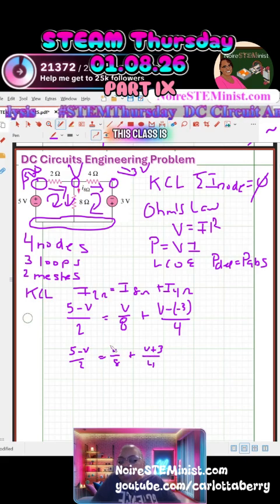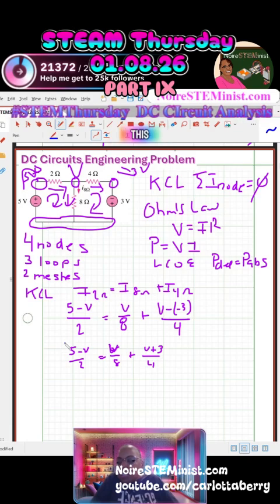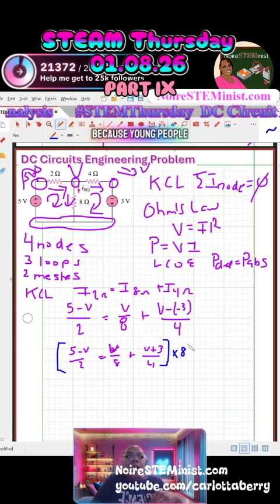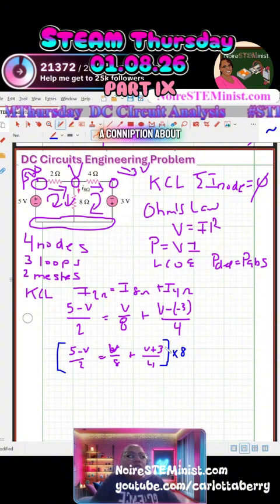This is all algebra. The prerequisite for this class is calculus because you have to understand inductors, capacitors, and resistors. But even if you just know algebra, darlings, you should be able to do this. I'm now going to multiply both sides of this equation by 8 to get rid of the fractions, because young people, and not so young people, they have a conniption about a fraction.